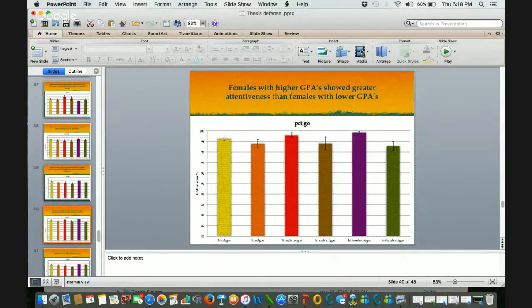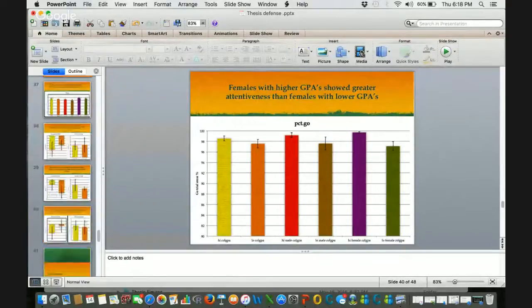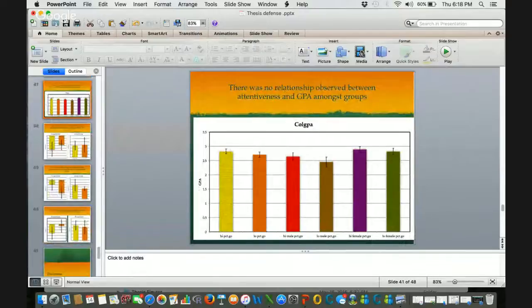And also with the percent no-go errors, we saw that females with higher GPAs showed greater attentiveness than females with lower GPAs. And there was no relationship observed amongst groups for attentiveness by GPA.